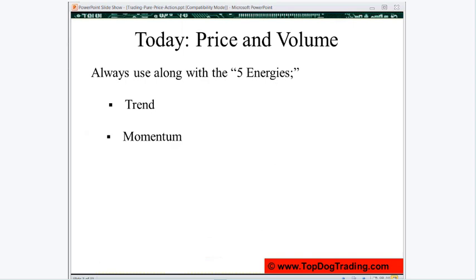Number 2 is momentum. Now, lots of people know about trend, direction, but not as many people are familiar with momentum. This energy is very important because this tells us how strong the trend is.